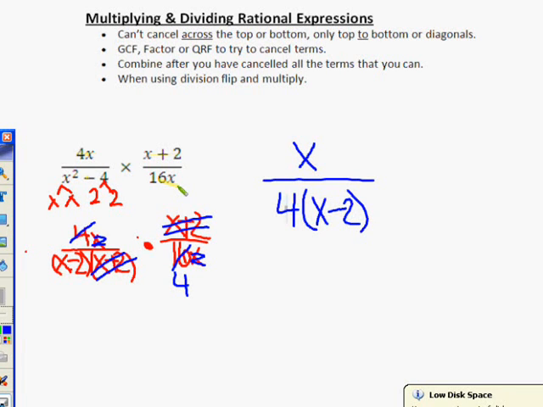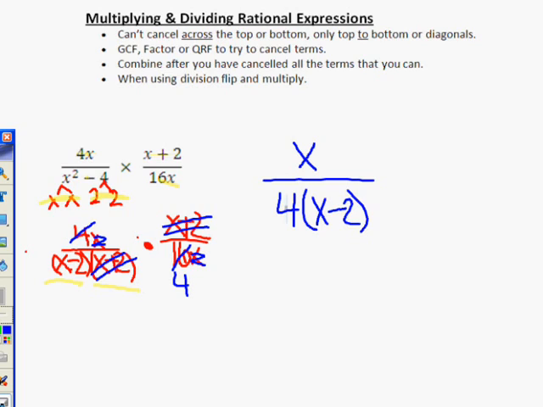So for this equation, we factored out with, what's that called again? Difference of squares. Yes. A difference of squares with x and 2 and 2 to get x minus 2 and x plus 2. And then we canceled.